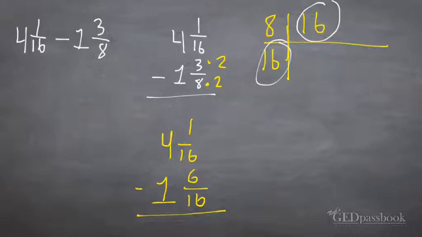1 minus 6. Okay, we're still good. 1 minus 6 can't be done. But just like in standard subtraction, what did we do? What do we do in a situation like this here?